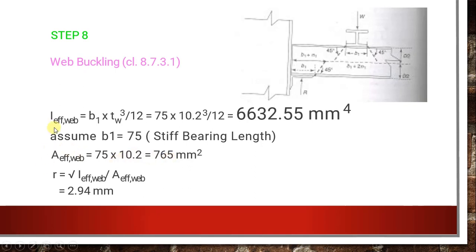Now with the help of this moment of inertia and area, you have to calculate the minimum radius of gyration. To obtain the minimum radius of gyration, the formula is the square root of I by A. Here, I is obtained as 6632.55 divided by the area, that is 765. You will get the minimum radius of gyration as 2.94 mm.